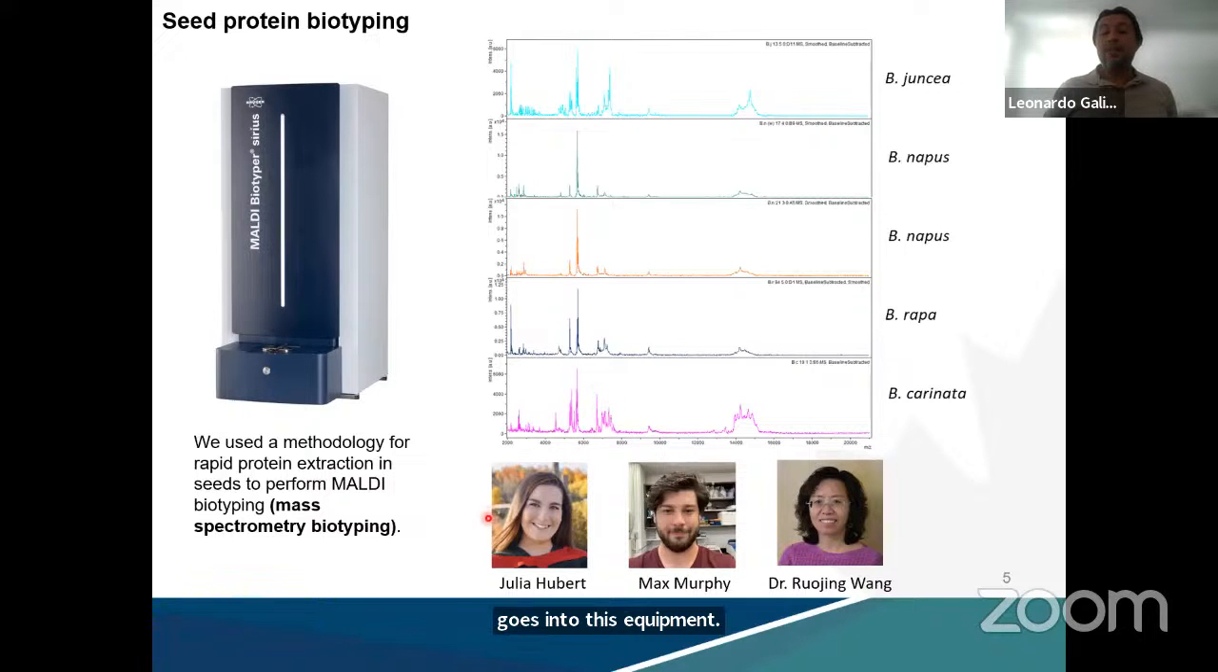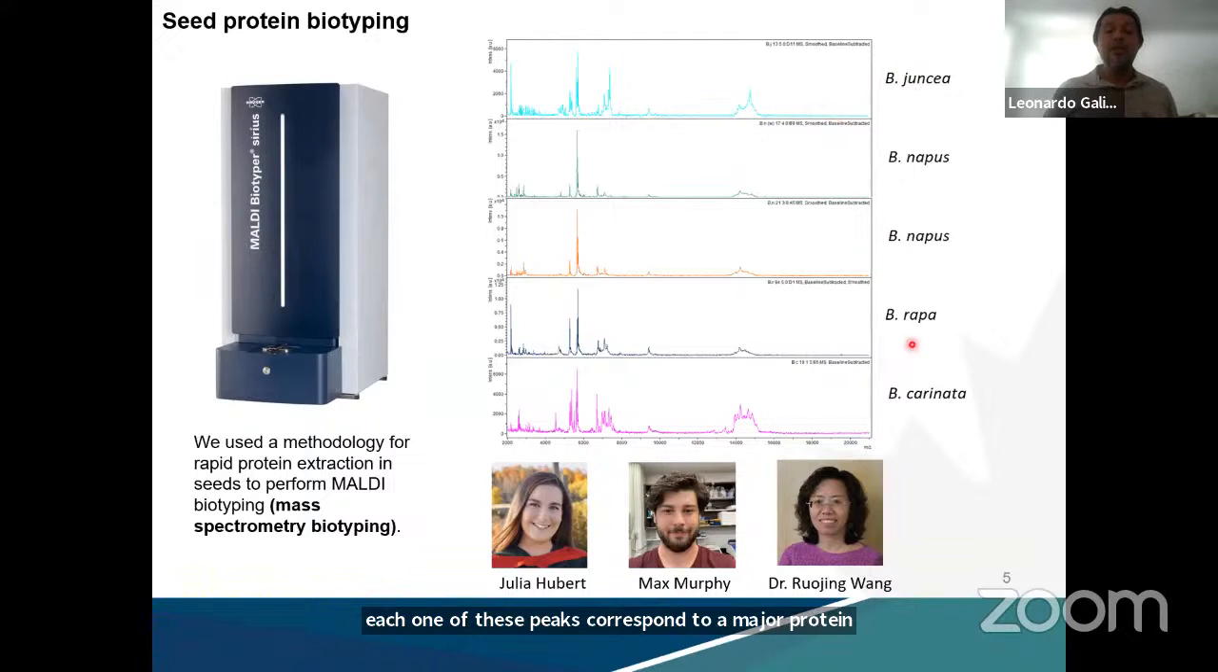And then the protein fractions get ionized by shooting at them with a laser, and then they fly through here, depending on their mass, their weight. And when they come out, they create these profiles that you see here. Each one of these peaks corresponds to a major protein fraction for that specific species.